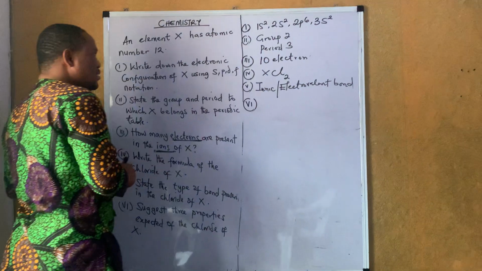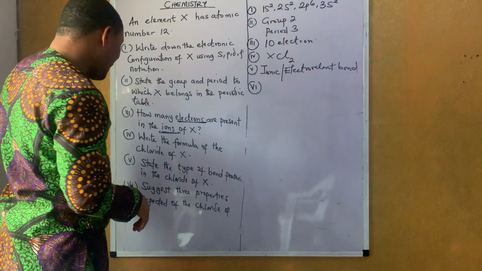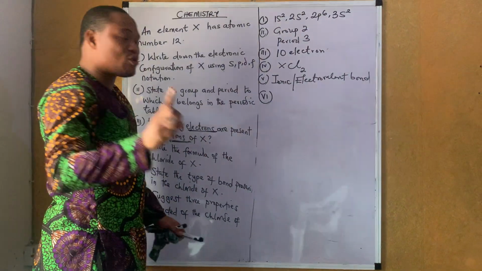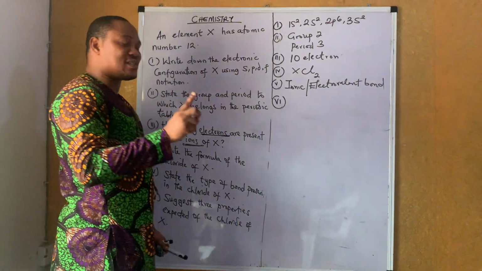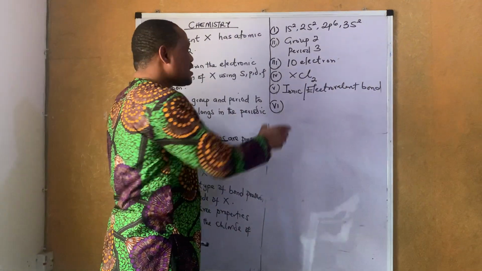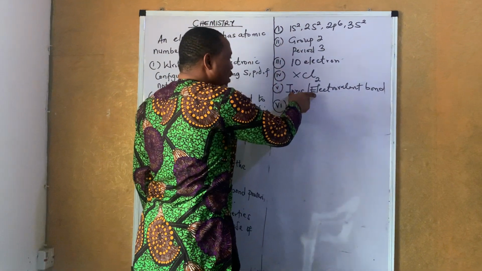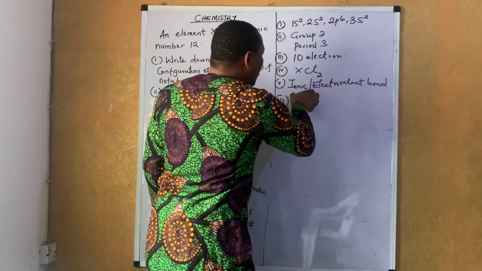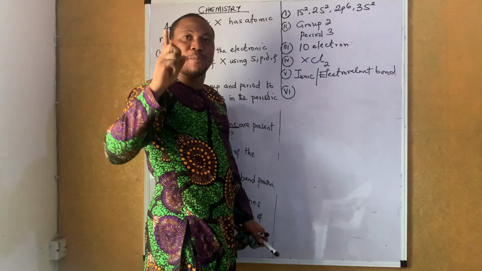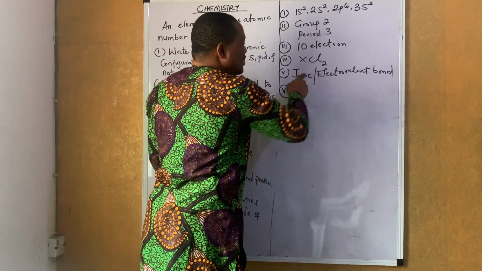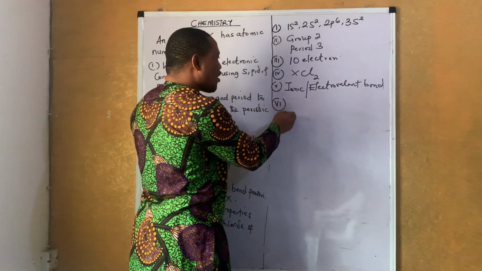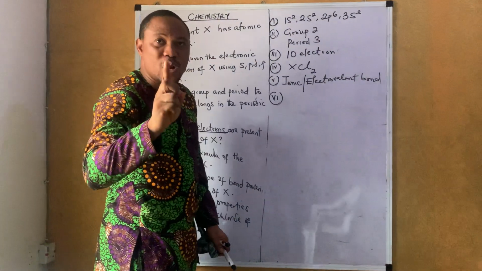So let's see the last one. They said suggest 3 properties expected of the chloride of X. Can you see? Suggest 3 properties expected. What are the properties we expect? The chloride of X, since we know that the kind of bond is electrovalent or ionic, then the kind of property that we exhibit is that of electrovalent compounds, which implies that if you have failed this, maybe you wrote covalent or you wrote coordinate covalent, it means the property you are going to be giving will be that, and you will be very, very wrong.